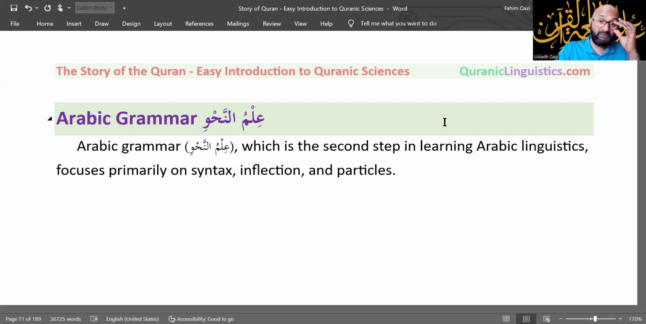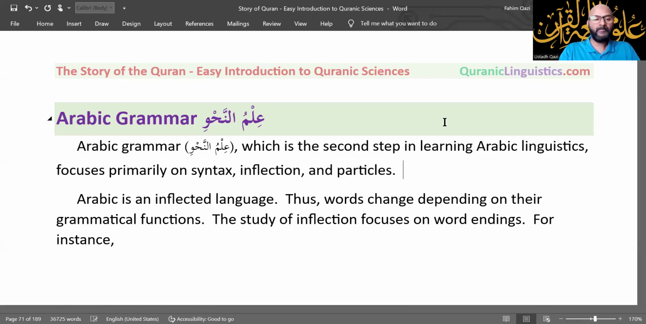There are two types of words in Arabic language: words that change, mu'rab, and words that don't change, mabni. So some words change their endings to indicate the state. And we'll look at some brief examples. And Arabic grammar also studies particles. Arabic morphology studies nouns and verbs only, not particles. Arabic grammar is where you study particles. So remember that because you will be tested on that in the quiz.